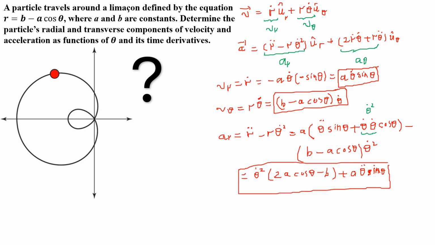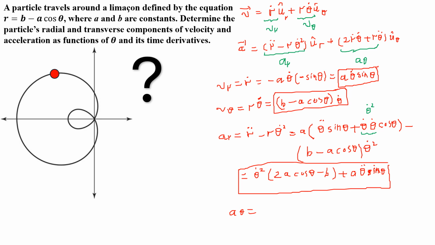Now for a theta, the transverse acceleration, we have this: 2 r dot theta dot plus r theta double dot. And now, maybe here we don't need to do any differentiation. Why? Because we have all the results. r dot is here, so I will multiply that by theta dot, and now we have r, I multiply that by theta double dot, and that's it.